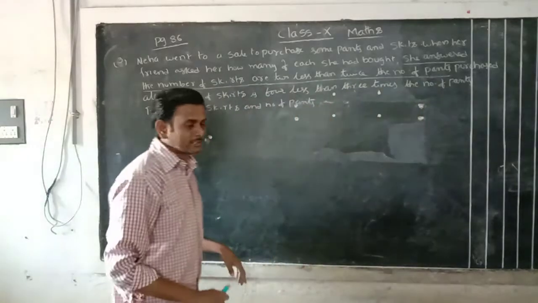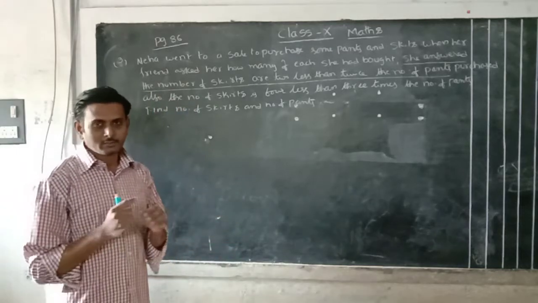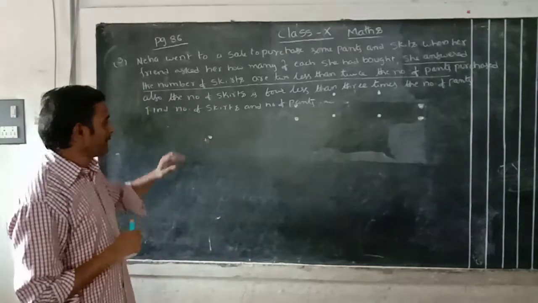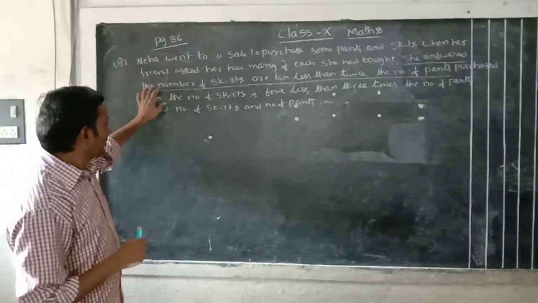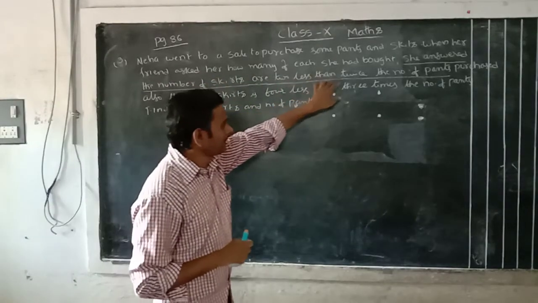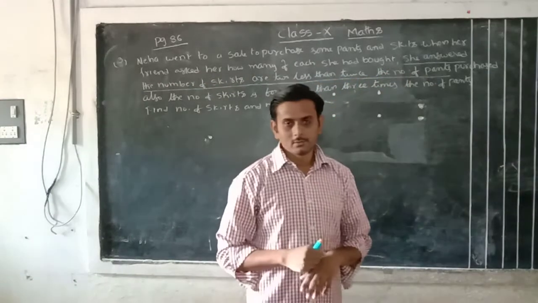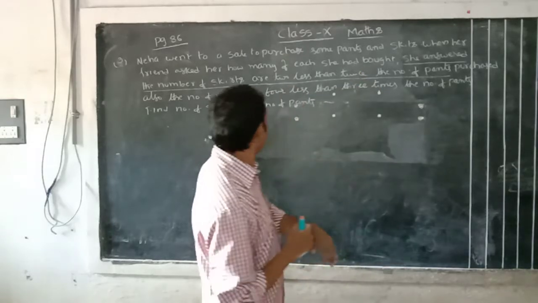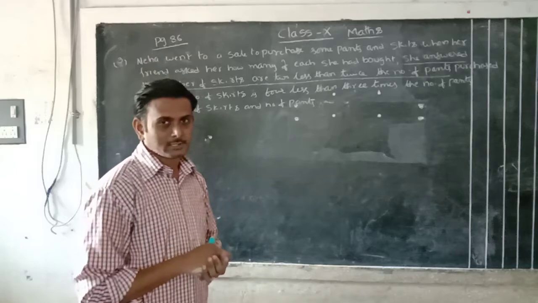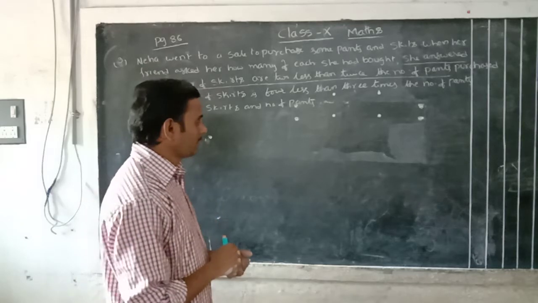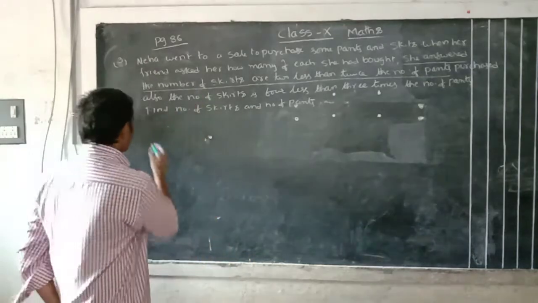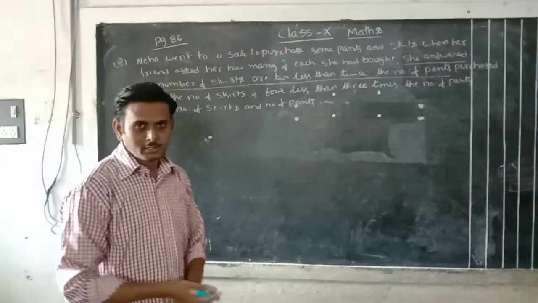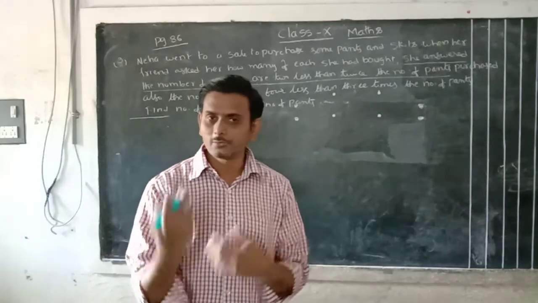This is one sentence, one hint she gave to her friend. The number of skirts is 2 less than twice the number of pants. How many pants are there? Take that twice, and then less 2, and then we will get the number of skirts. We will discuss that sentence first. But do we know how many skirts there are, or how many pants there are?